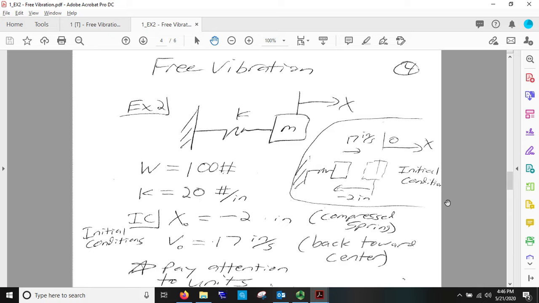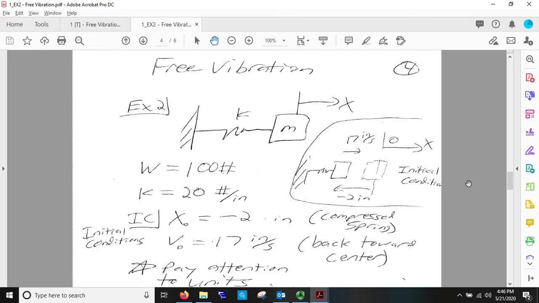And then we're giving it a positive 17 inches per second velocity initially. That means we're pushing it back towards the center. Now, this actually will make it vibrate so that when it comes back here, it's going to go more than negative 2 inches. Even though we're only pulling it negative 2 inches and we're pushing it that way, we're adding extra energy to the system. So the next time it comes back, it's going to compress more than the negative 2.